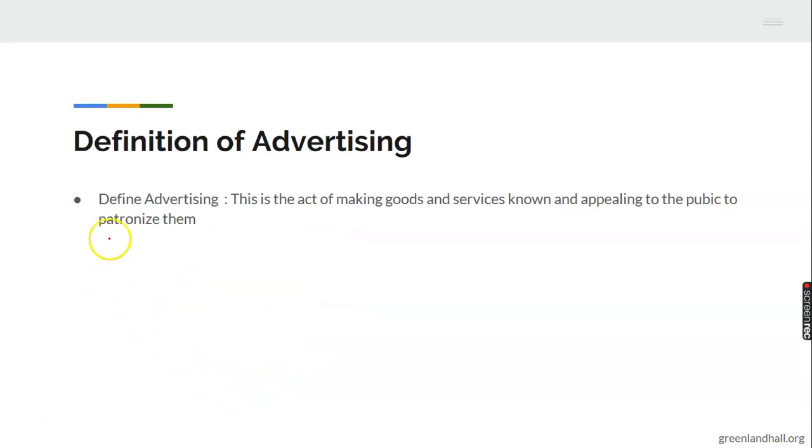What is advertising? Advertising is simply the art of making goods and services known and appealing to the public to patronize them. So this is a common feature within an environment where we come across some people that will be shouting maybe their product and inviting the public to come and buy such products.